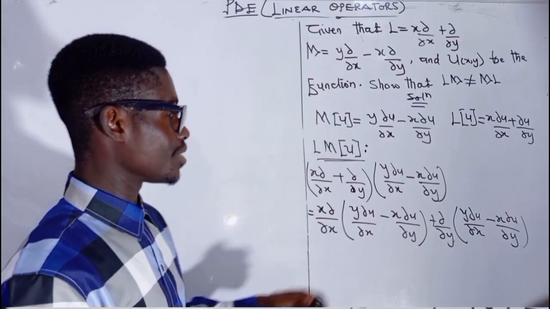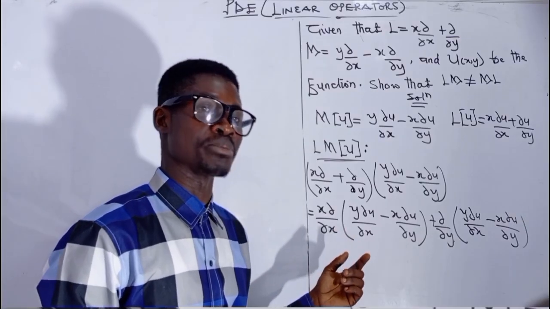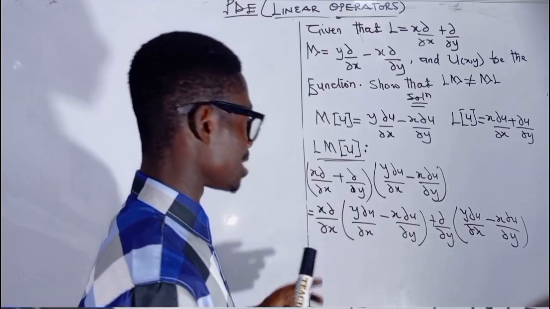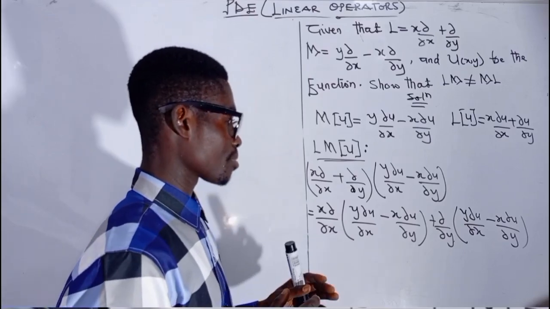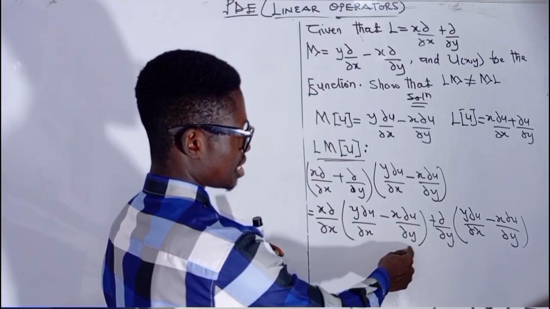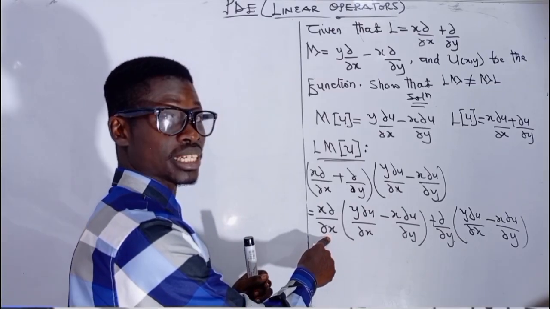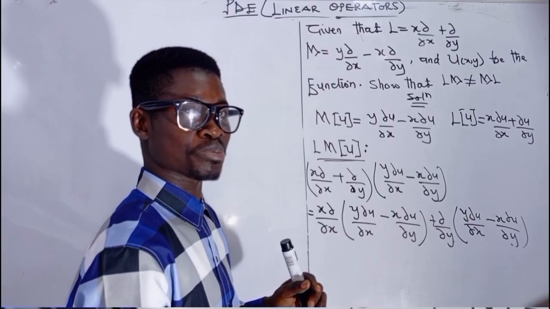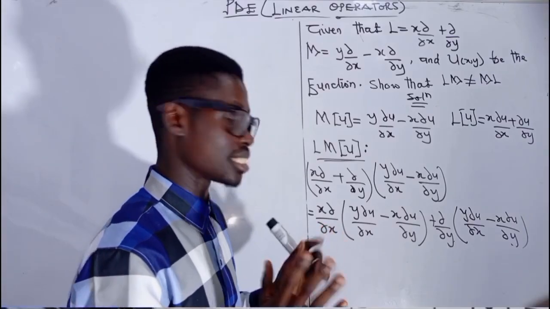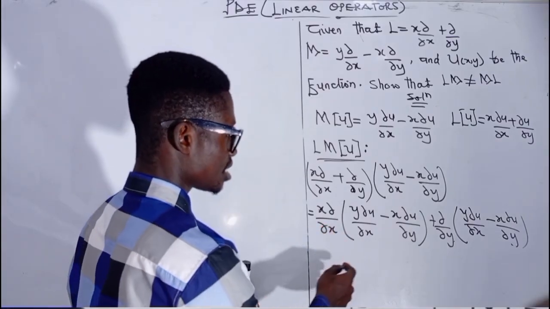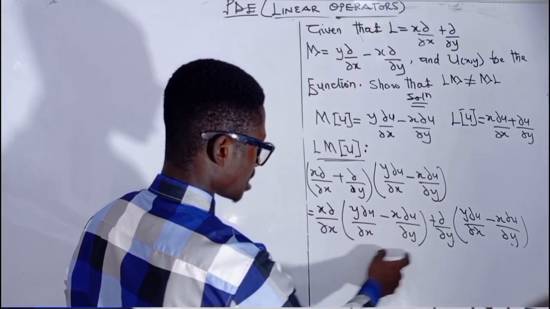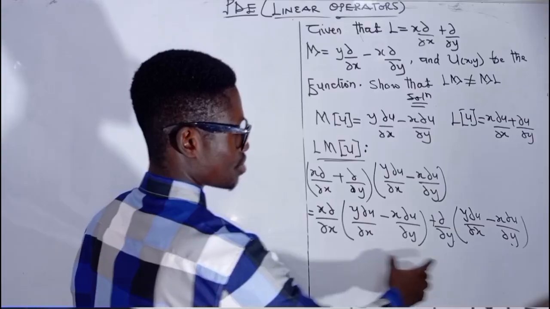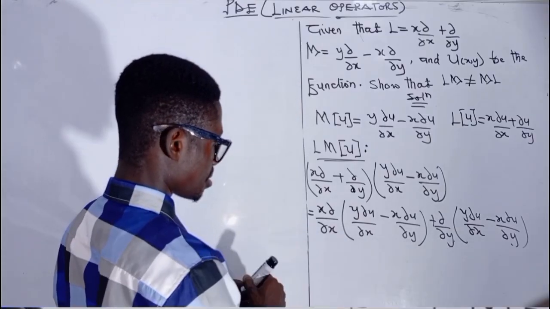Now looking at this, don't say this is direct multiplication, please. It's not. We are not going to multiply. This means that we are going to differentiate what is in the bracket here with respect to x. We are going to differentiate what is in the bracket here with respect to y. It is not direct multiplication, please. So we are going to differentiate each of these functions in the bracket with respect to x first. Then once we are done with this bracket, we move on to the second bracket. So let's start with this.